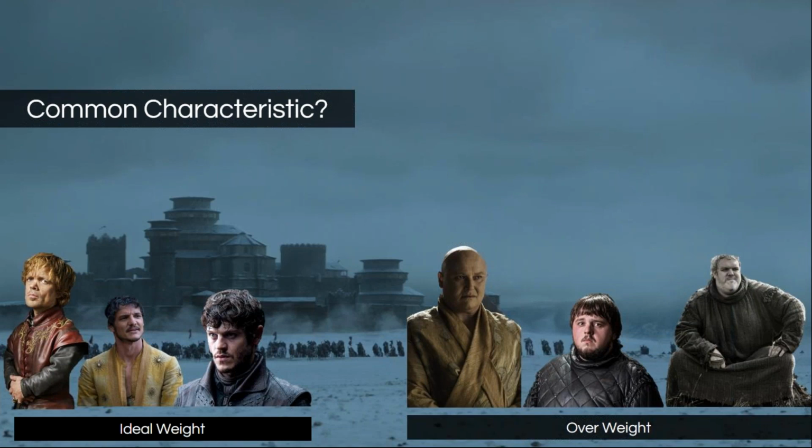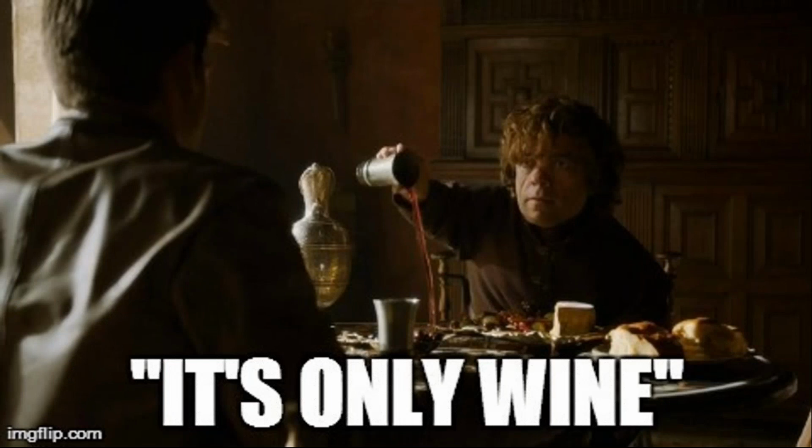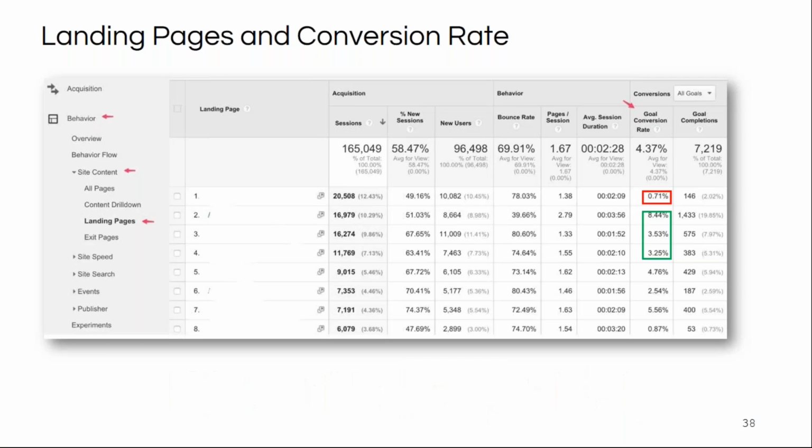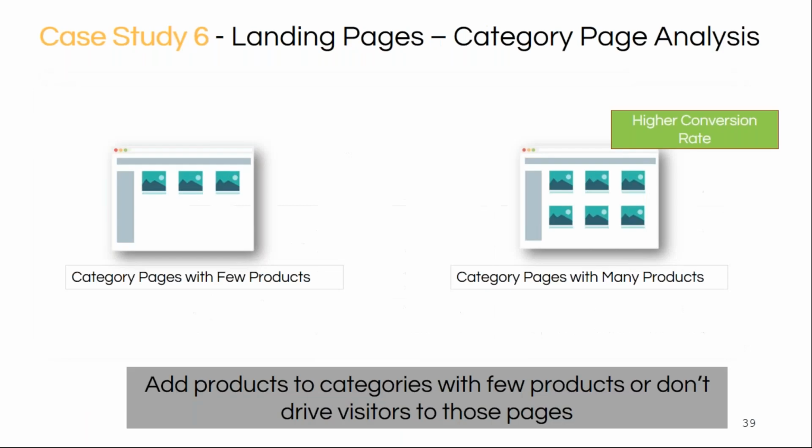So think about this example so that you can tune your mindset to find common characteristics within your Google Analytics report. Now let's move on to real reports within Google Analytics. You can see this landing page and conversion rate report. The red box shows a lower conversion rate, and the green box shows a high conversion rate. So if you know the business, you need to dig deeper and understand what is the common characteristic between these two segments.